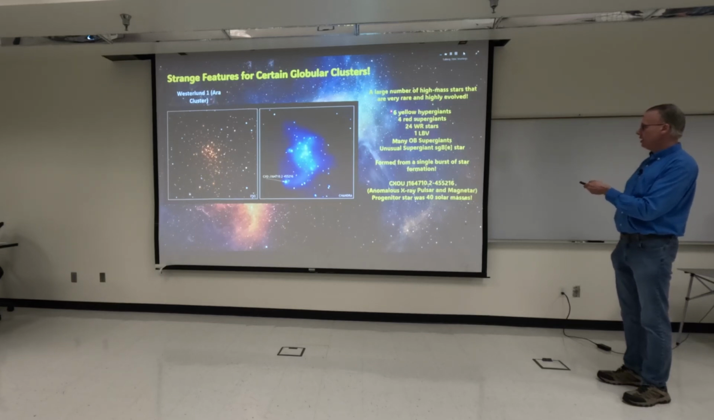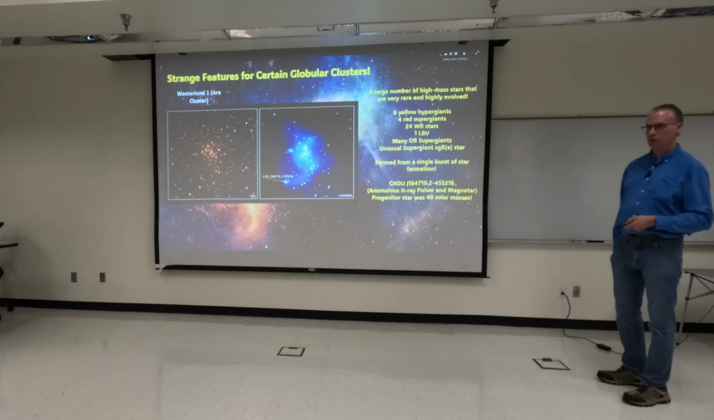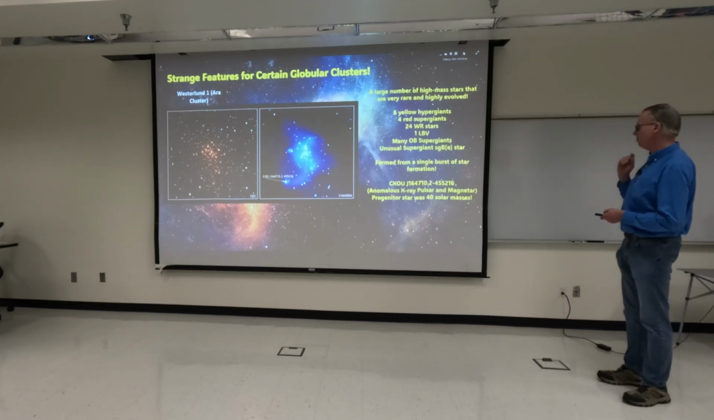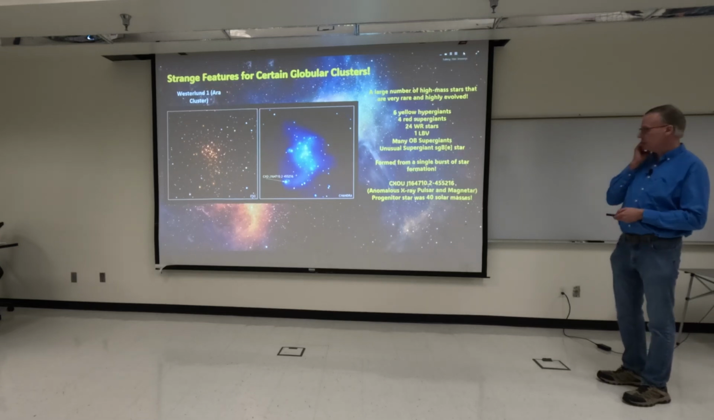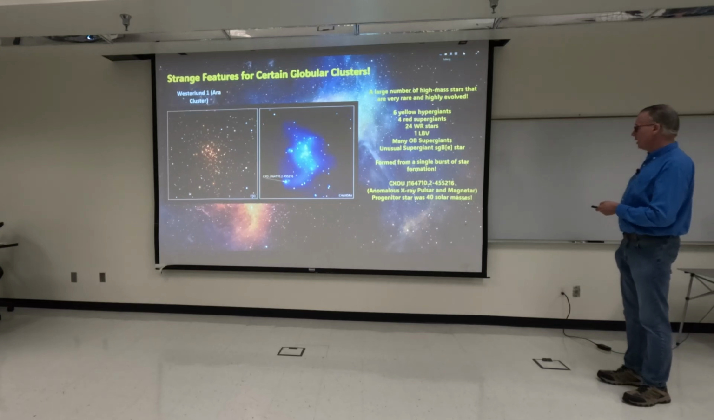It has hypergiant stars, which is bizarre because globular clusters are not known for having any hypergiant stars. This is a very unusual supergiant star that has unusual amounts of beryllium in its spectrum. And it has several OB supergiant stars, all formed from a single burst of star formation.